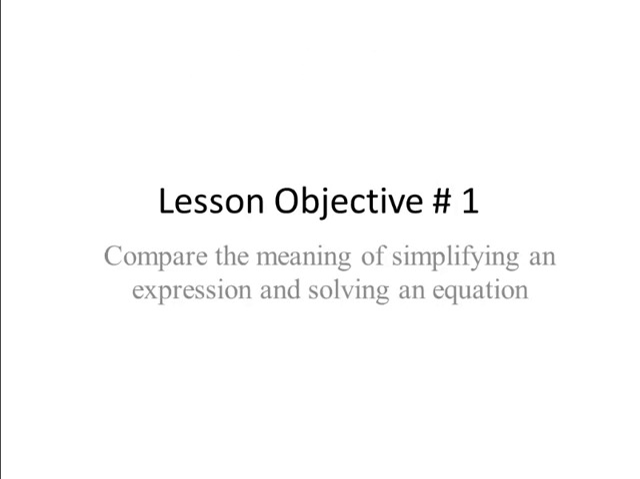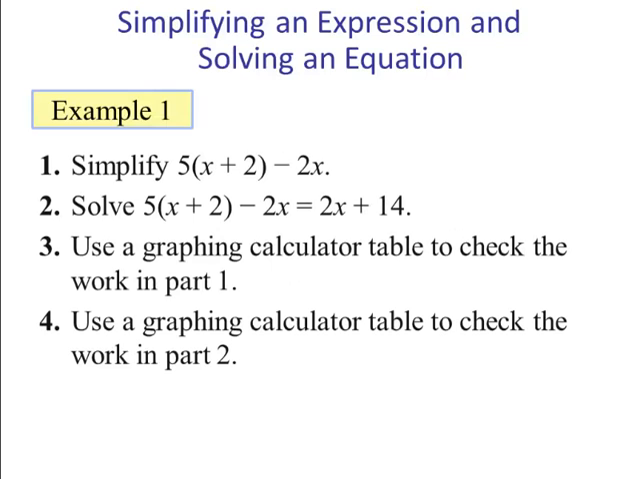Example 1. We're going to simplify this expression: 5 times the quantity x plus 2 minus 2x. Number 2, we're going to solve the equation because this has an equal sign: 5 times the quantity x plus 2 minus 2x equals 2x plus 14. Number 3, we're going to use a graphing calculator table to check the work in part 1. And number 4, we're going to use the graphing calculator table to check the work in part 2.